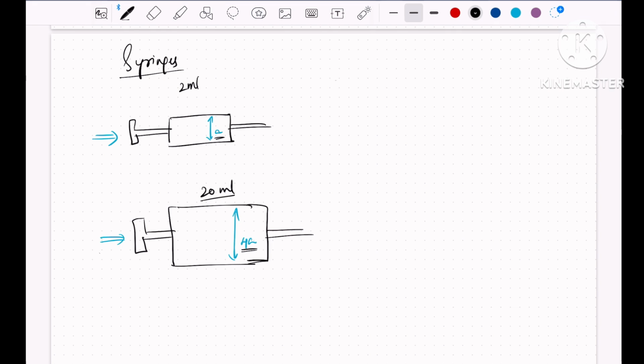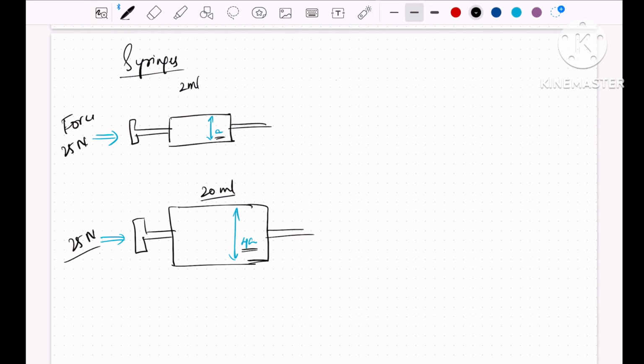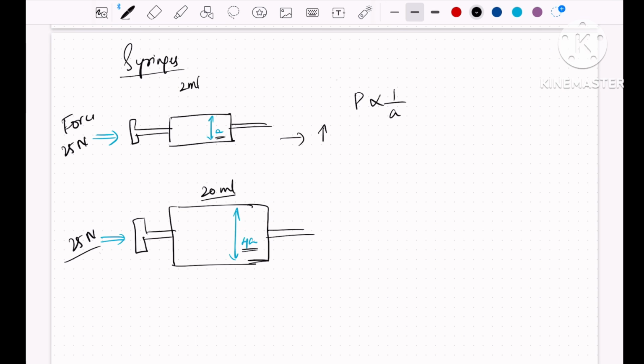injecting a liquid from a large and from a small syringe. The pressure developed in the syringe depends on the force and the area over which it is applied. Let's consider the force to be constant in both the syringes as 25 newtons, and the cross-sectional area of the plunger in the 2 ml syringe is considered as A, and in the 20 ml syringe as 4A. As we all know, pressure is inversely proportional to the cross-sectional area. The pressure developed in the 2 ml syringe will be high, and the pressure developed in the 20 ml syringe will be low. Let's consider this as 500 kilopascals and this as 100 kilopascals.